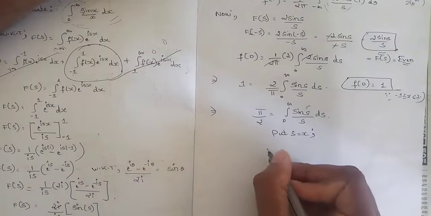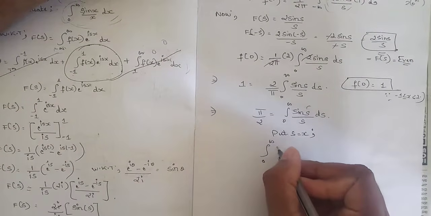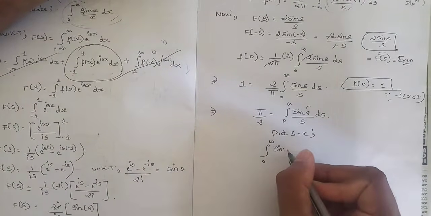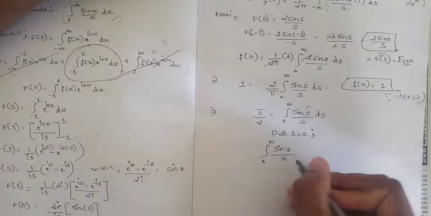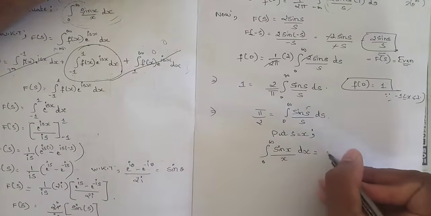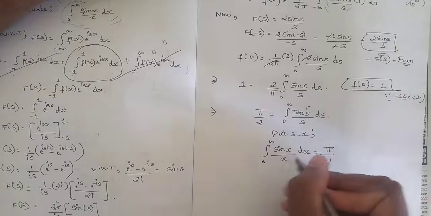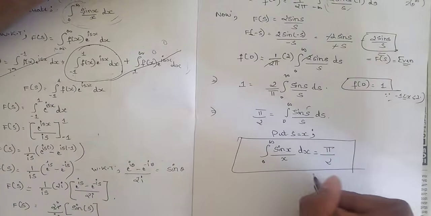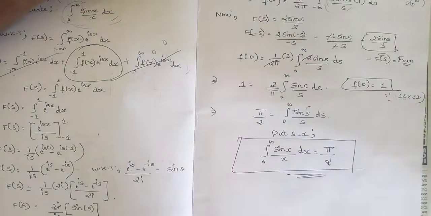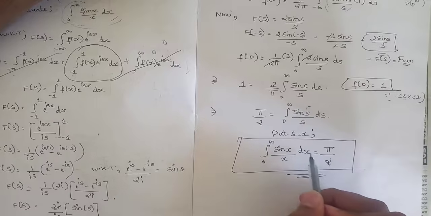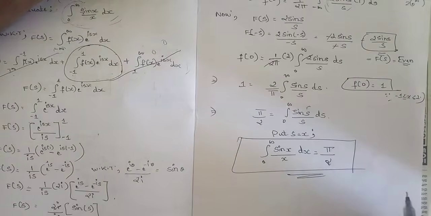So the final answer we get is the integral from 0 to infinity, wherever s is there, replace it by x, into dx is equal to pi by 2. So this is all we need to find, right? They have given in the question to evaluate the value of the integral from 0 to infinity of sin x by x into dx is equal to pi by 2. This is our final answer. Okay, so we will solve a few more problems.